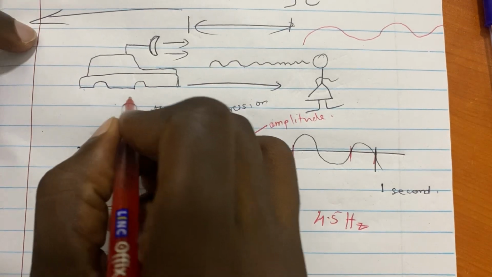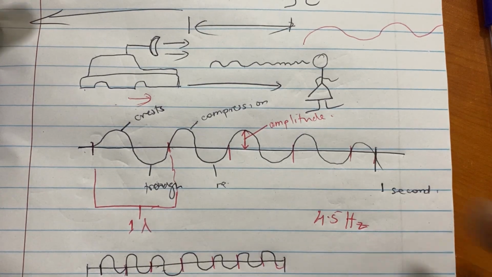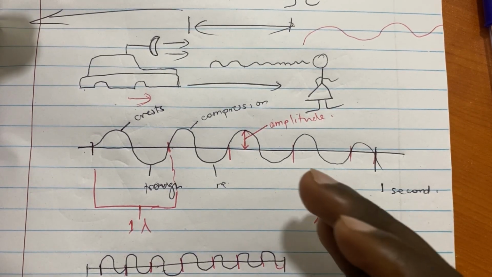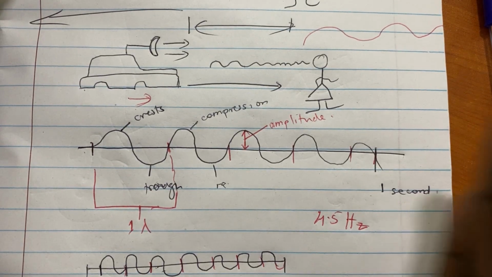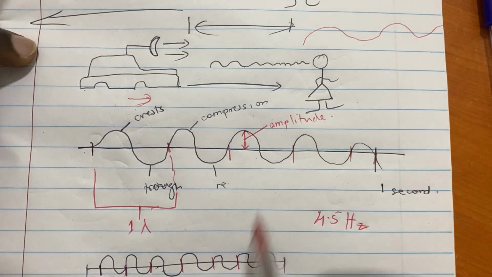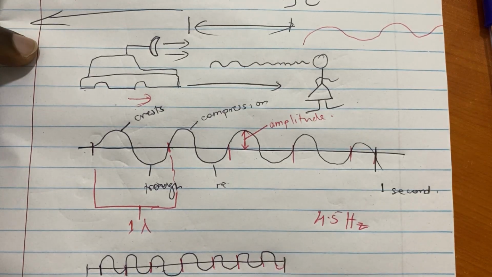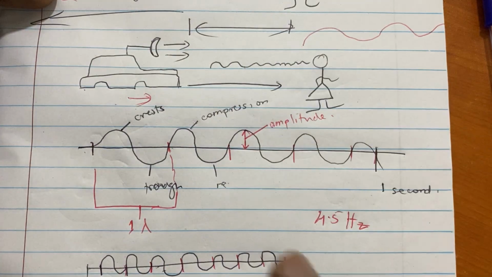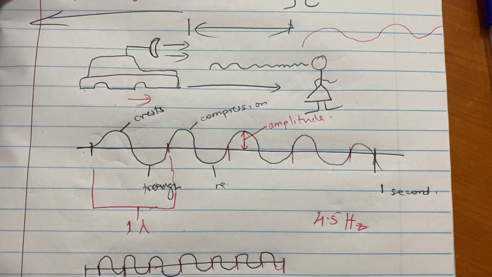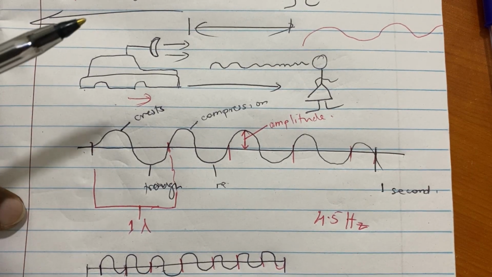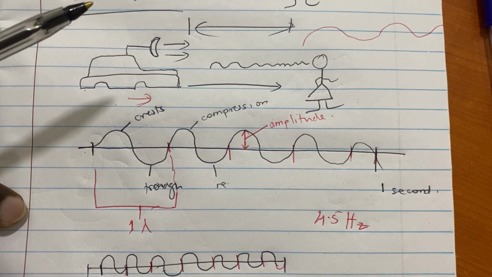For this instance, when the car is moving towards you, the distance the sound has to move is shorter. So the sound wave is compressed, and the wavelength keeps on shortening. Shorter wavelength, high frequency. Longer wavelength, low frequency. When the source is moving away from you, longer wavelength, low frequency. When the sound source is coming towards you, shorter wavelength, high frequency.